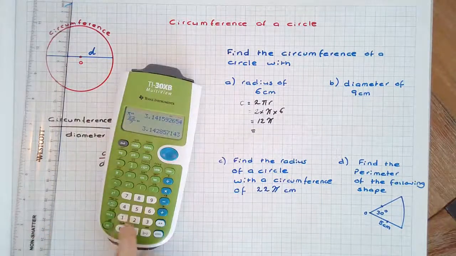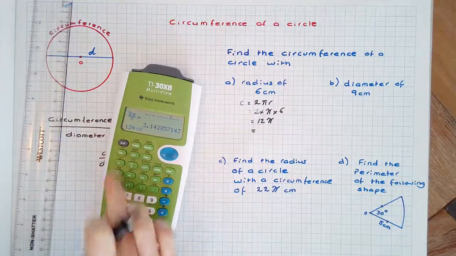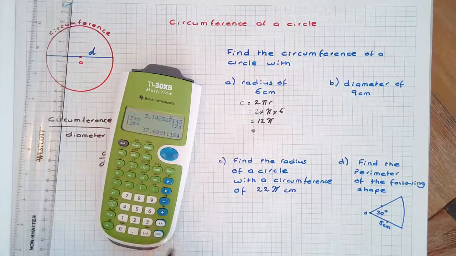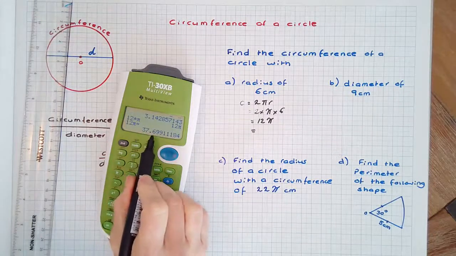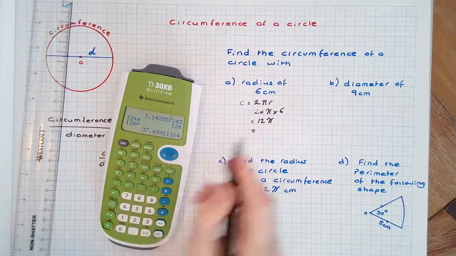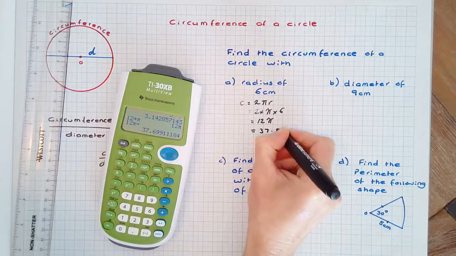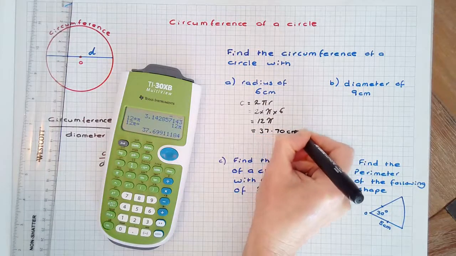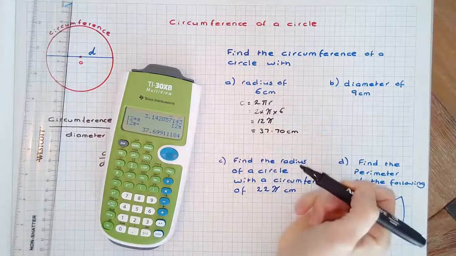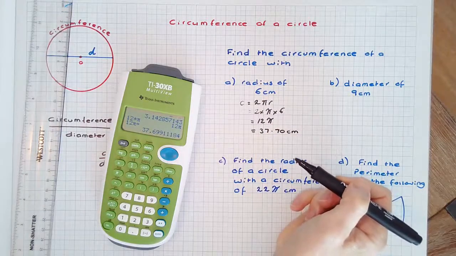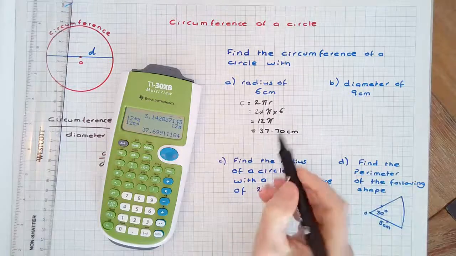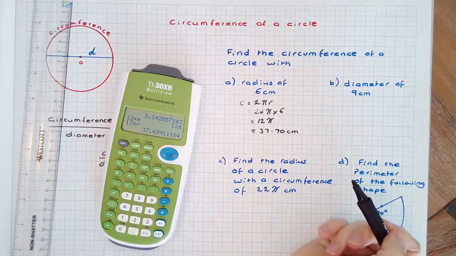On our calculator, 12 times pi, and I get 37.699. Rounding to 2 decimal places, I got 37.70 centimetres. That is, if you had a circular object with a radius of 6 centimetres, the distance around the circle, that is the circumference, is 37.7.